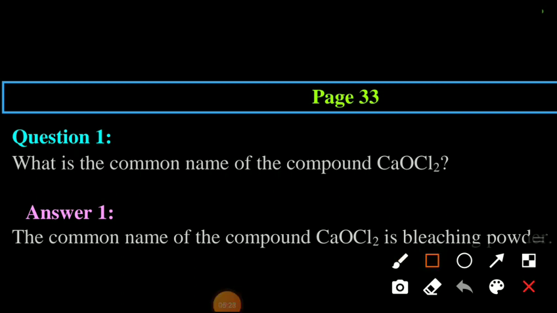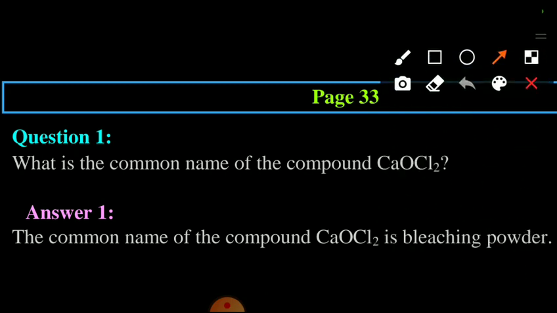Now at page number 33 in NCERT book, question number 1 is: what is the common name of the compound CaOCl2? Here this we have studied in the theory, it is bleaching powder. Although the actual composition is quite complex, here we have to learn the chemical formula of bleaching powder, that is CaOCl2.